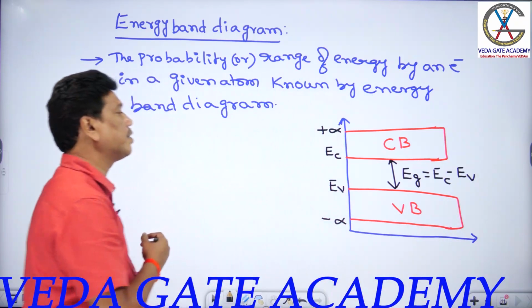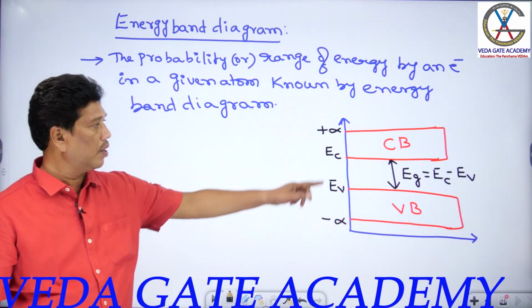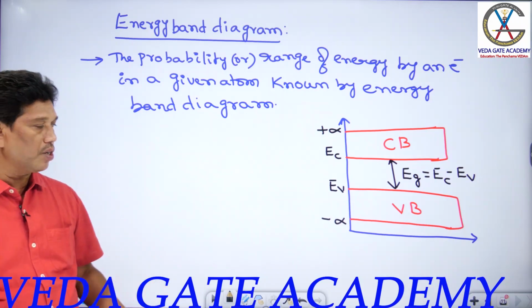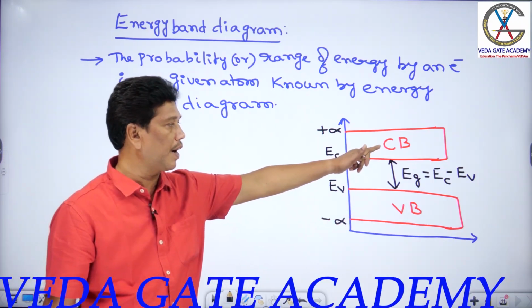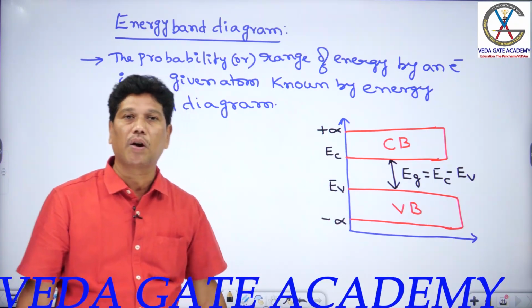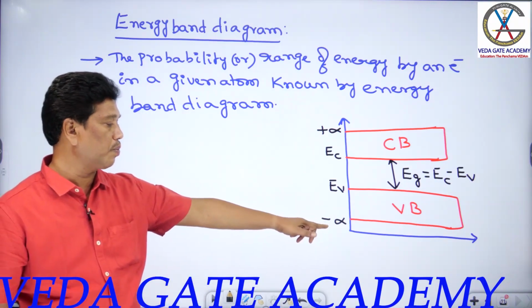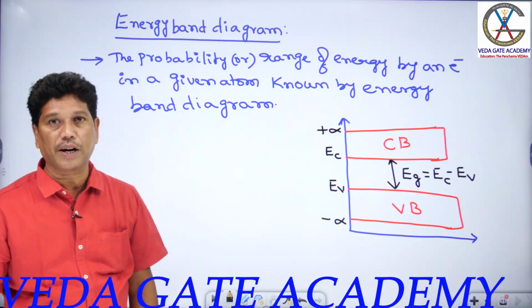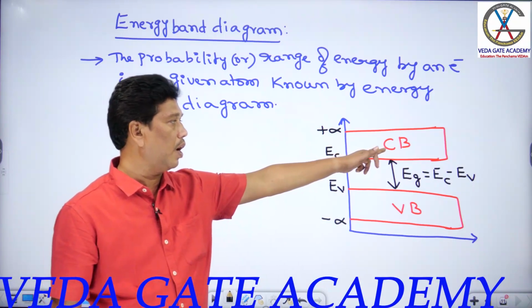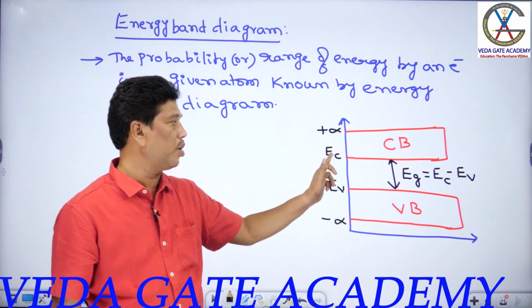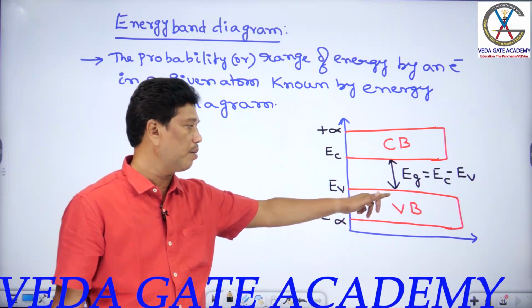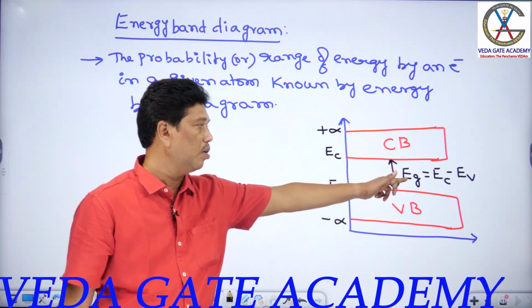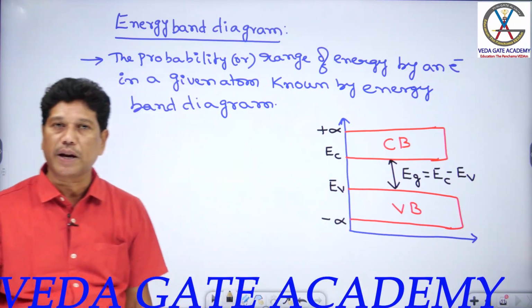EG equals EC minus EV. So now the energy band diagram has three partitions: the valence band and the conduction band, separated by a gap called the energy gap. The energy range is from minus infinity to plus infinity. The lowest energy of the conduction band is denoted by EC, and the highest energy of the valence band is denoted by EV, so EG equals EC minus EV.